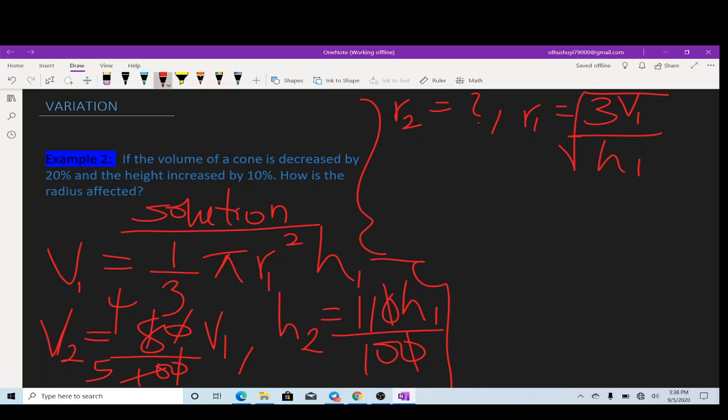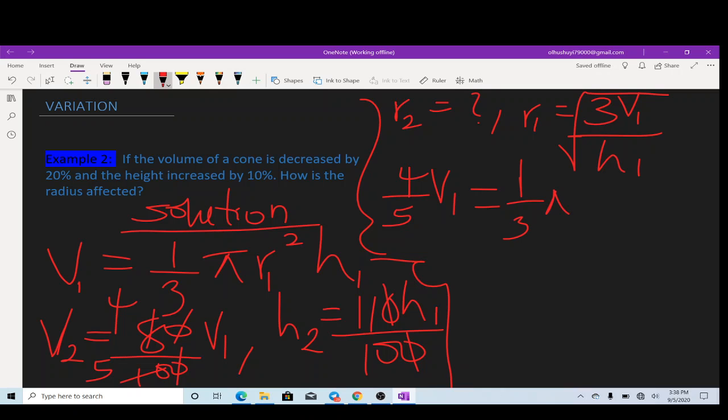So what happens to our R2? You go there and write it out. Since it is V2, you can write it the way it is in the formula. So you are going to write 4 over 5 V1. That's what V2 will be equal to, 1 over 3. I'm writing it in the form of the formula now.